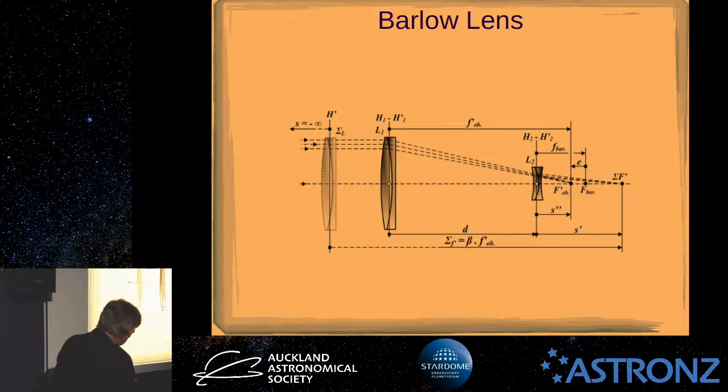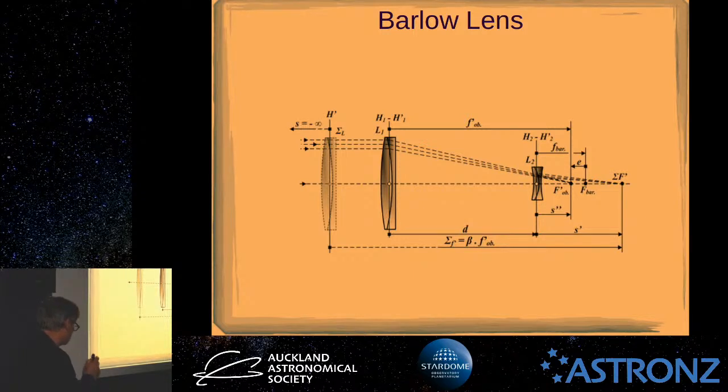So here's the objective lens focusing the light, and the Barlow sort of defocuses it and brings it to a focal point way back here. So it looks to your eye as though it was coming from here. In other words, it increases the apparent focal length of the telescope. I'm not sure that the geometry is quite right in this diagram, but that's basically how it works.